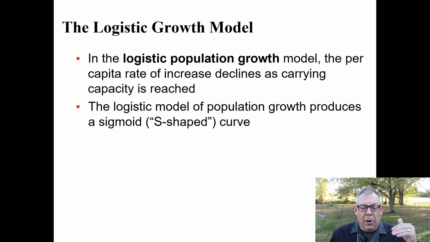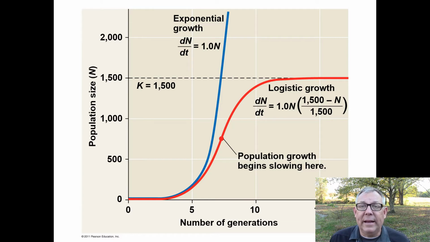And so the per capita rate of increase declines as you approach carrying capacity. So the rate of increase. So the population is still growing, but it's growing slower, but then eventually the population stops growing. And you get what's known as sigmoidal curves, or S-shaped curves. And so that's what's shown in the red here. The blue is exponential growth, which we talked about before, and that's a little unrealistic. The red is more realistic. It's logistic growth, which is sigmoidal or S-shaped.